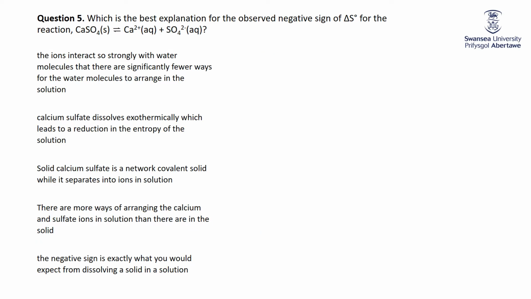This is a cute one, which is the best explanation for the observed negative sign of delta S for the reaction calcium solid going to calcium ions. Now what one would expect here is you're going from solid to 2 aqueous ions, so you would expect it to be a positive value of delta S. These are going to have more entropy than just the solid is. Okay, so that's kind of what we're looking at here.